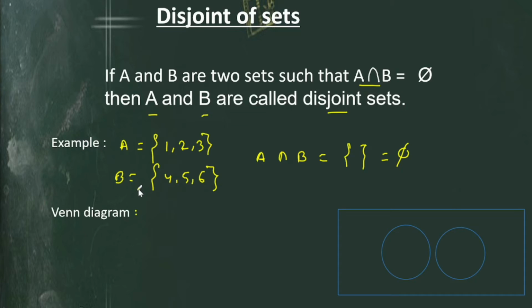So if we find the intersection of two sets is φ, meaning empty, then these particular sets are called disjoint sets. In a Venn diagram, suppose this is set A and this is set B inside the universal set, then they have no common element, there is no common portion. This is the Venn diagram representation of disjoint sets.